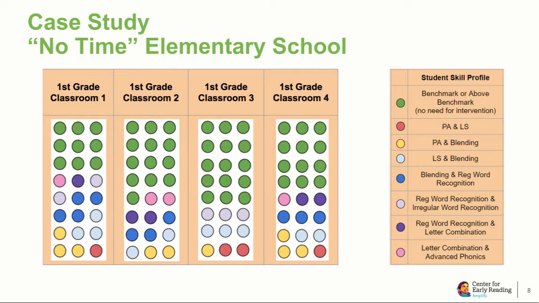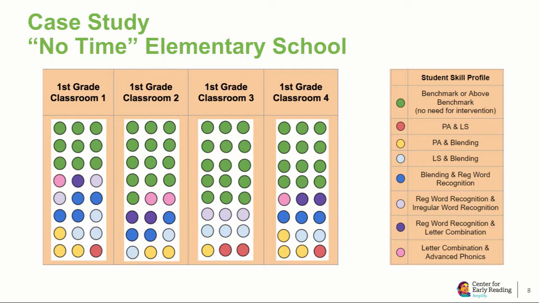4 students need blending and regular word recognition. The 4 dark blue dots. 2 students need regular word recognition and irregular word recognition, the 2 light purple dots. 1 student needs regular word recognition and letter combination, the dark purple dot. And 1 student needs letter combination and advanced phonics. That's the 1 pink dot.